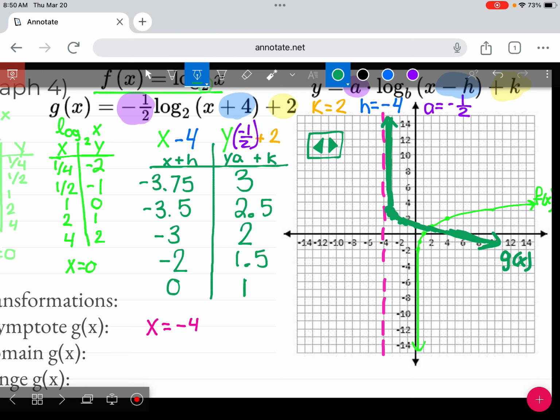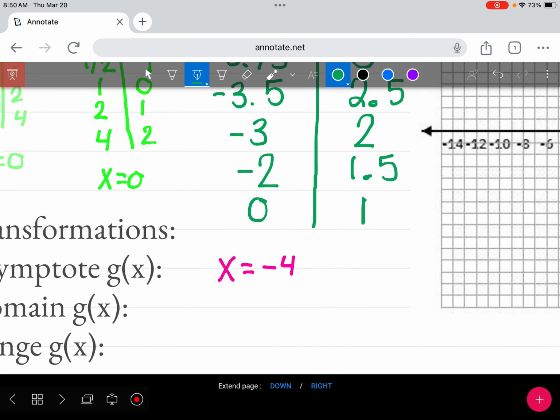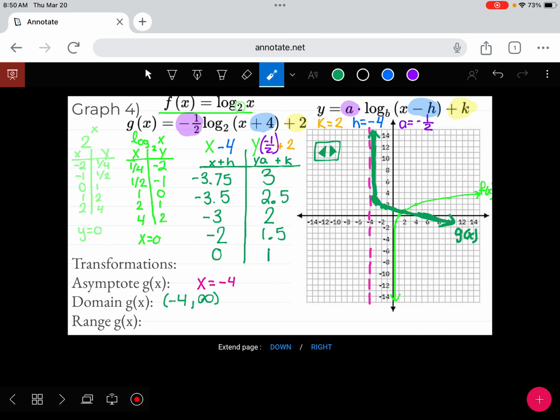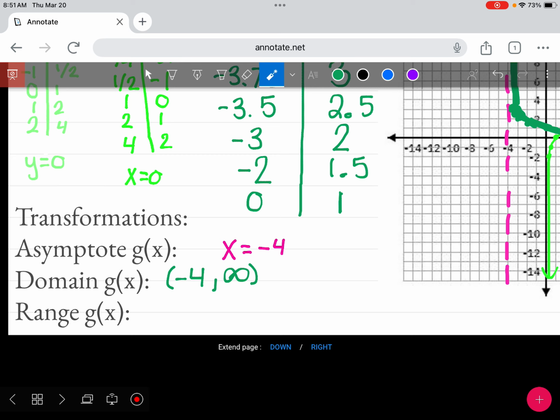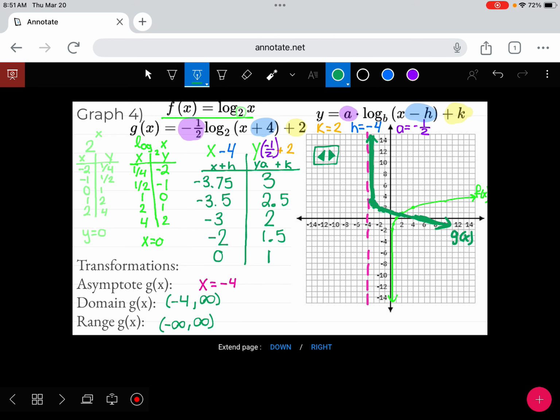So the last piece on this one is we are going to find our domain. What is our domain on our transform function here? Absolutely right, -4 to positive infinity. Because our very smallest x's are really, really right next to that -4. And I can keep going and going and going. What's our range? Yep, -infinity to positive infinity. That will always be our range for logarithms. Every single time.